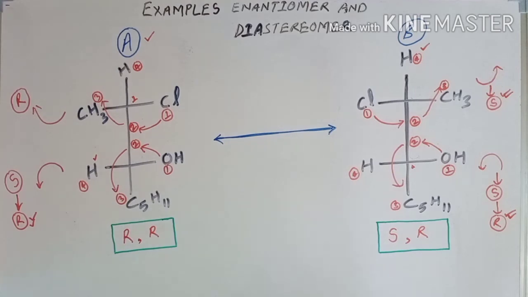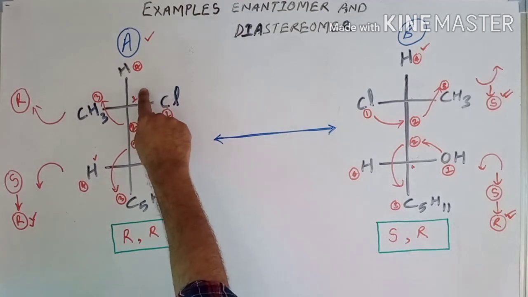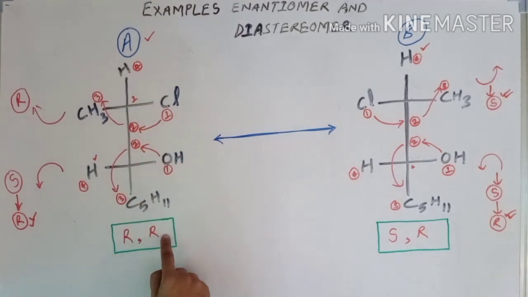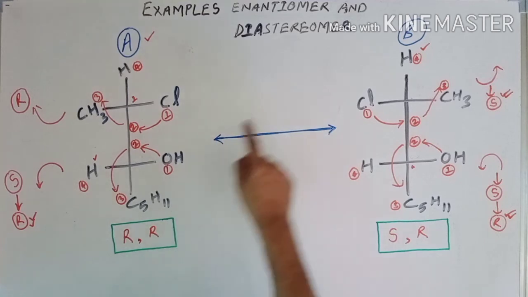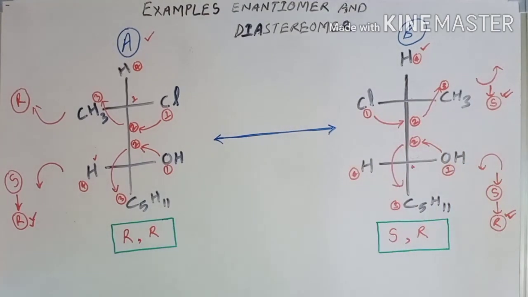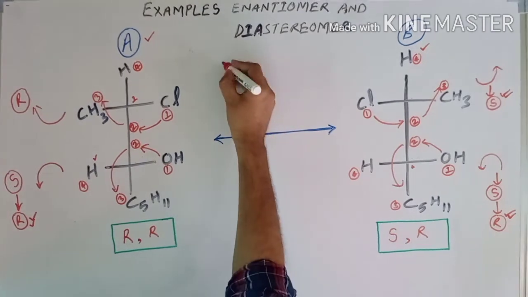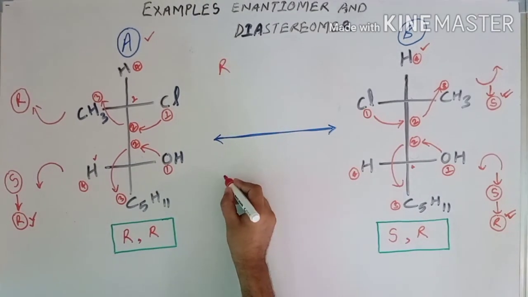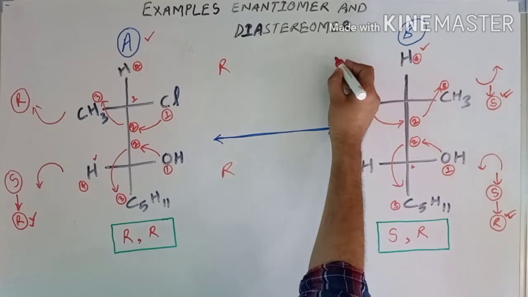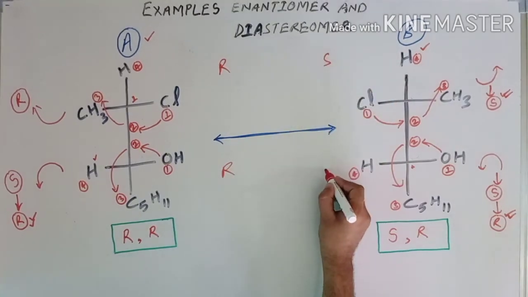Now we will come on to the next portion. What is the relationship? So how we will find the relationship? You will see here both carbons have RR configuration, means carbon number 1 has R configuration, carbon number 2 has R configuration. In this molecule, carbon number 1 has S configuration, carbon number 2 has R configuration. It means here first carbon has R, here second carbon has R, here first carbon has S and second carbon has R.